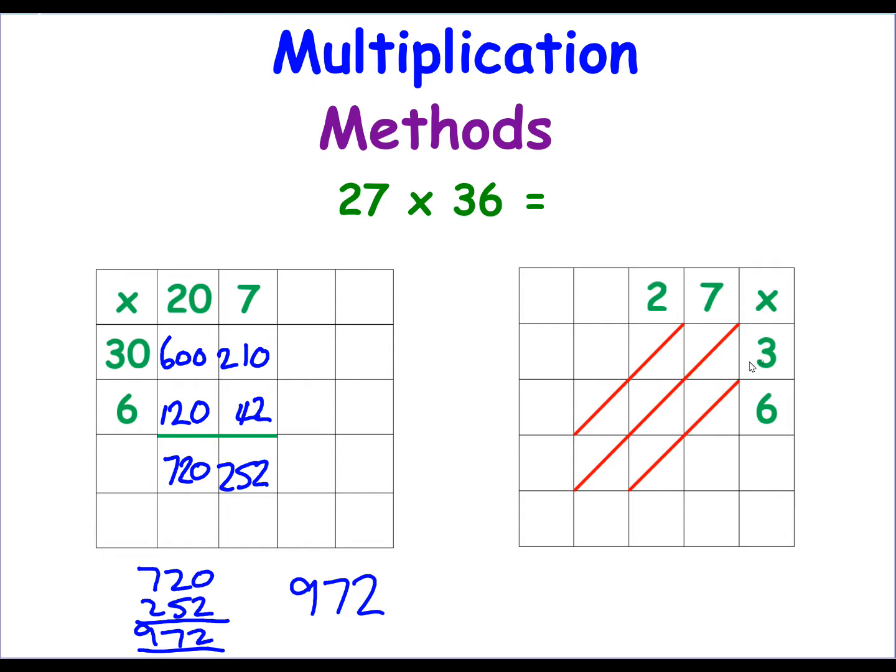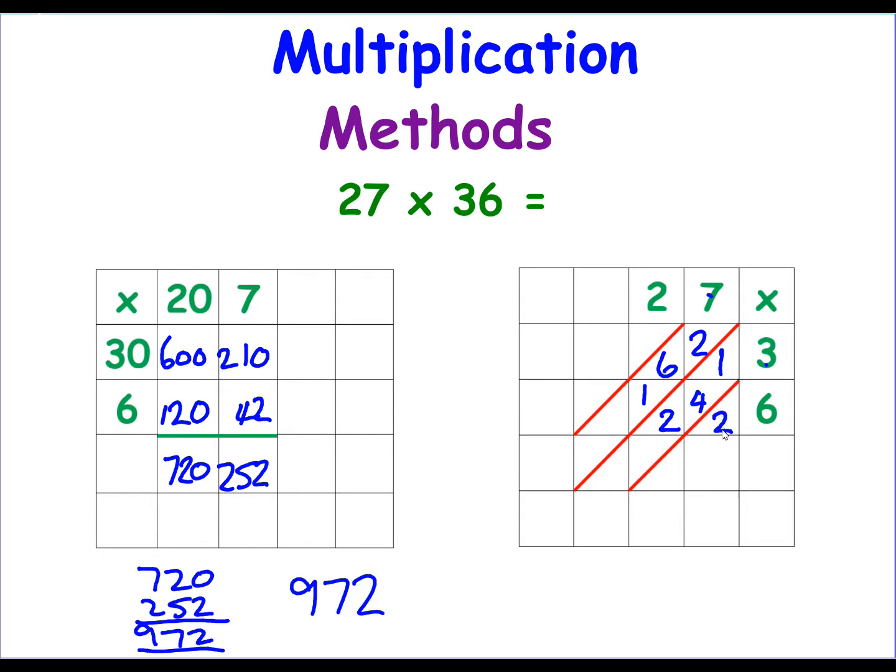So again, you take the two numbers you're interested in and multiply them together. So 3 times 2 is 6. 7 times 3 is 21. 6 times 2 is 12. And 7 times 6 is 42.